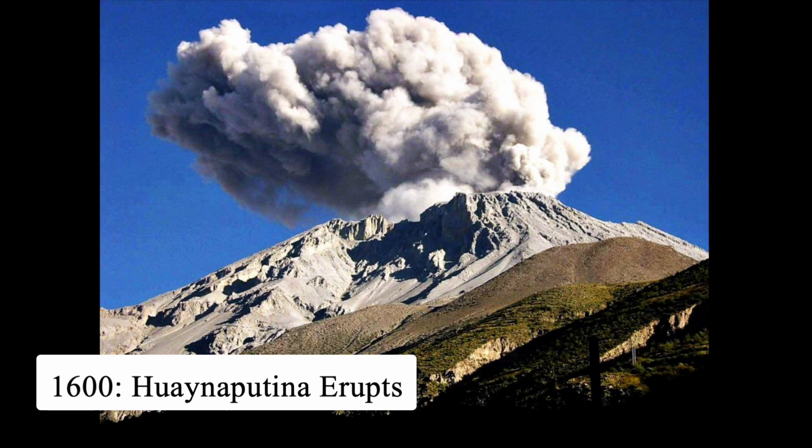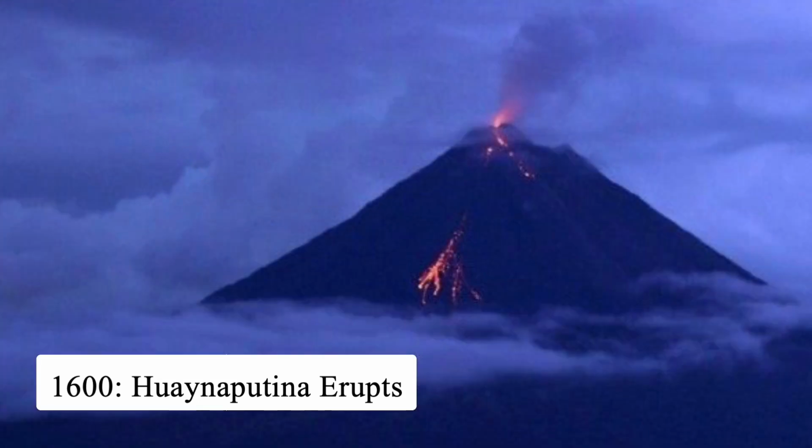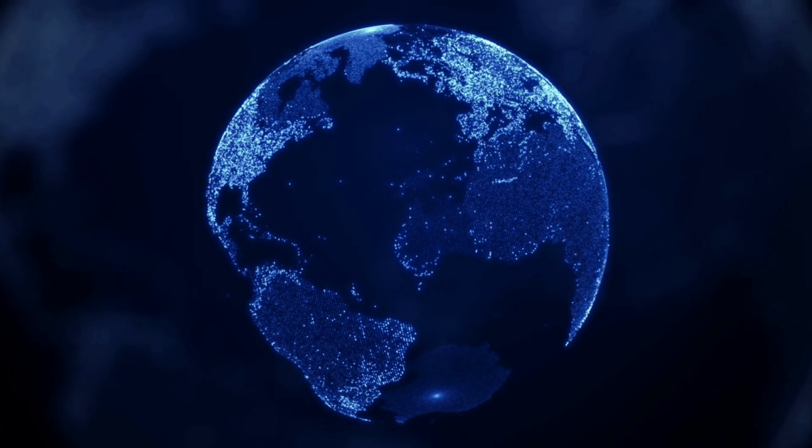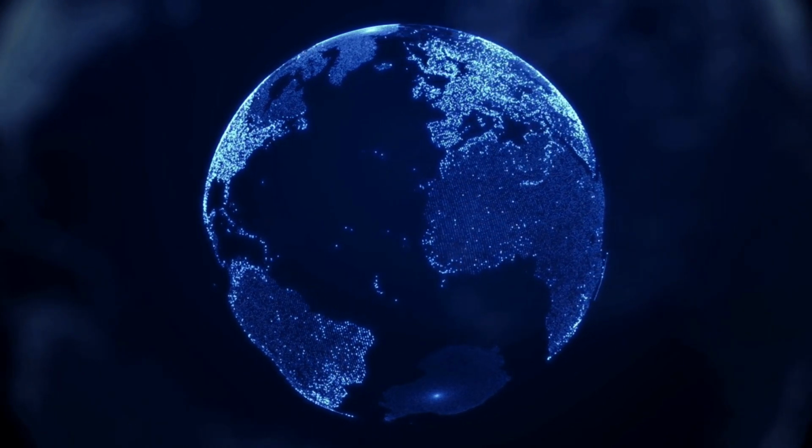The name Huayna Putina, by the way, was given to the volcano after this eruption in 1600, and it means new fire-throwing mountain, as this was the first time in recorded history that this particular volcano had thrown fire. Huayna Putina.